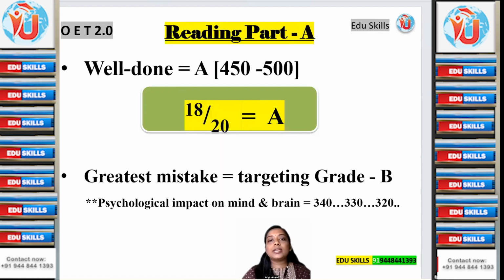Then, to get that score in the reading subtest, you have to score 18 out of 20 in your reading part A. And our greatest mistake is that we are always targeting grade B. If you're targeting grade B, then you will end up with 340, 320, or 330. So always aim for grade A, and it should be 18 or more. 18, 19, or definitely you can score 20 out of 20 if you're following the further strategy.